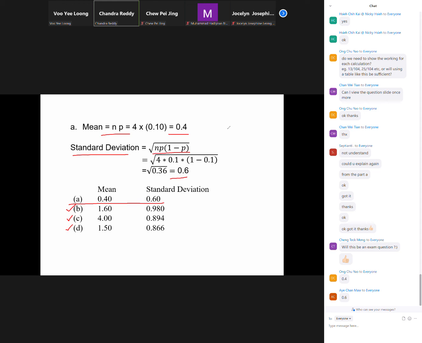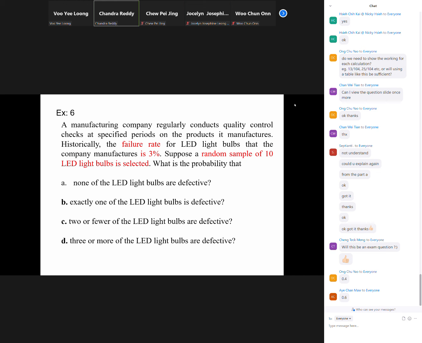All right, so I move on from here. We are looking at binomial distribution, and we have calculated binomial distributions for the given data. Now let us look at a practical example. A manufacturing company regularly conducts quality control checks at specified periods on the products it manufactures. Historically, the failure rate of LED light bulbs that the company manufactures is given as 3%.